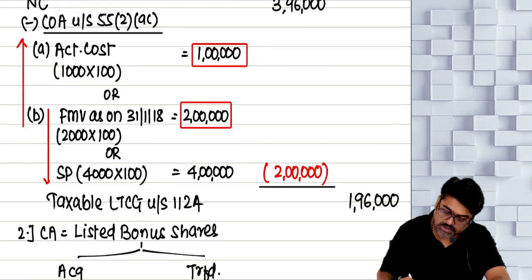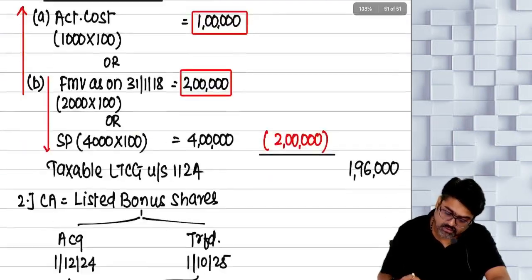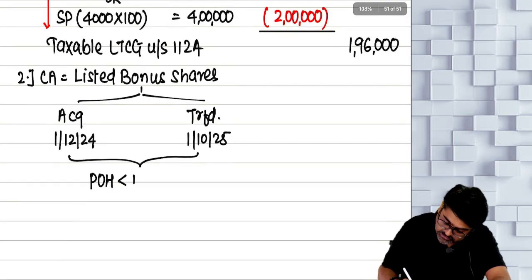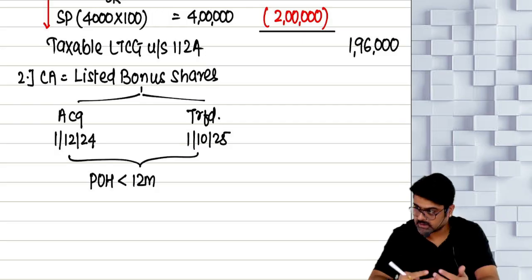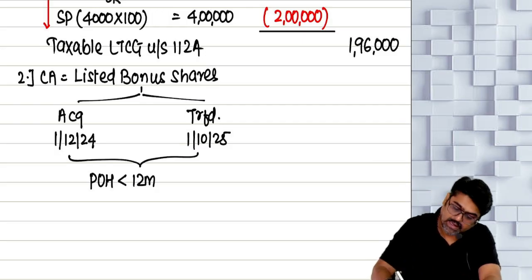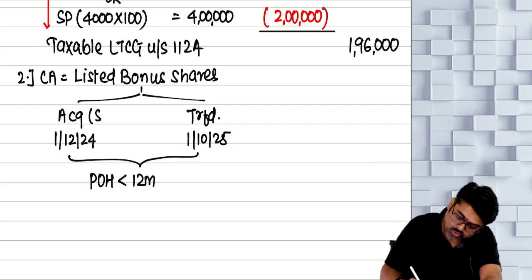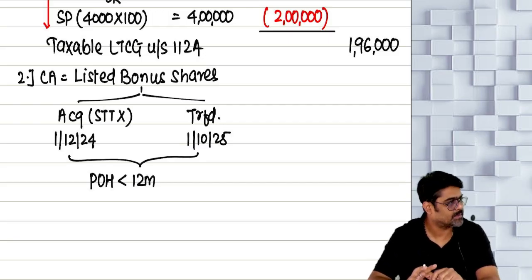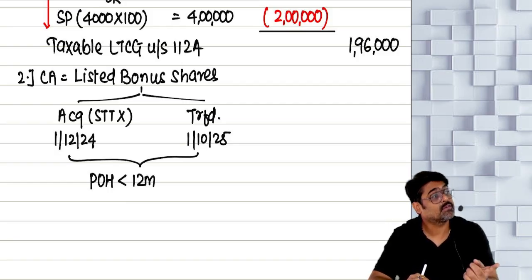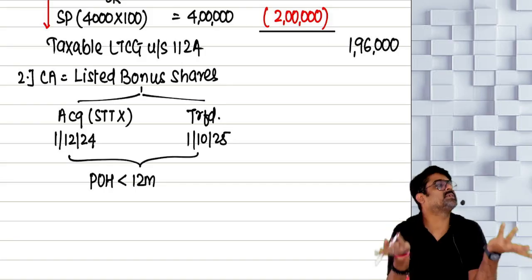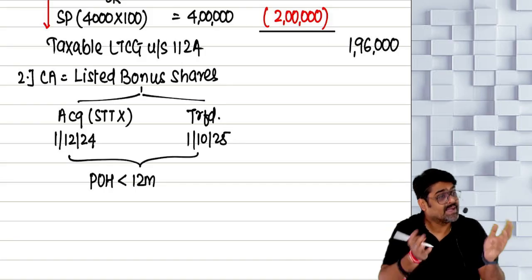Less than or more than? So this was greater than 12 months. This is less than 12 months. Guys, see, these listed bonus shares: at the time of acquisition, usually on bonus shares, STT is not charged. So that is an exception. Even if the STT is not charged at the time of acquisition, since bonus shares are there, how will the STT be charged? So it is an exception.